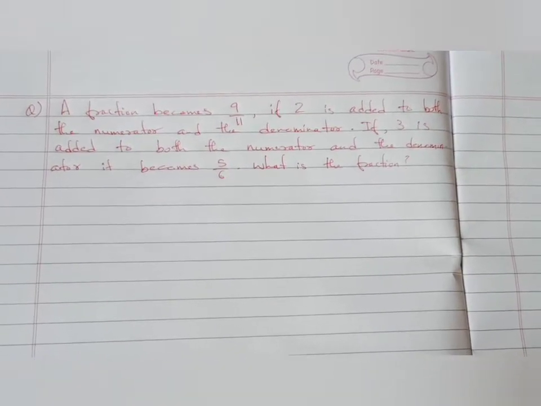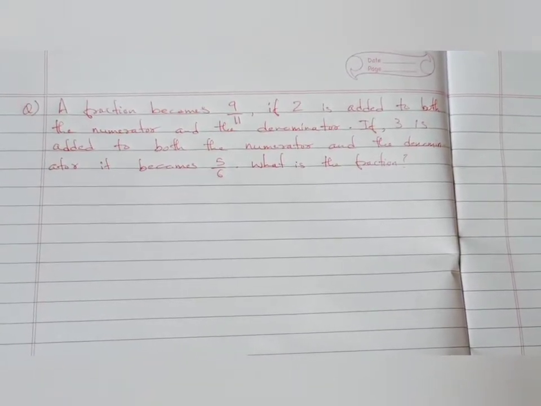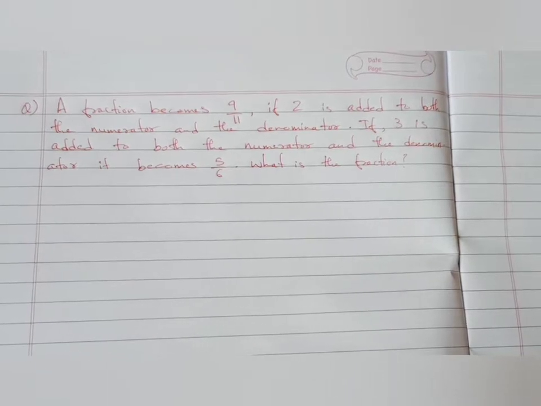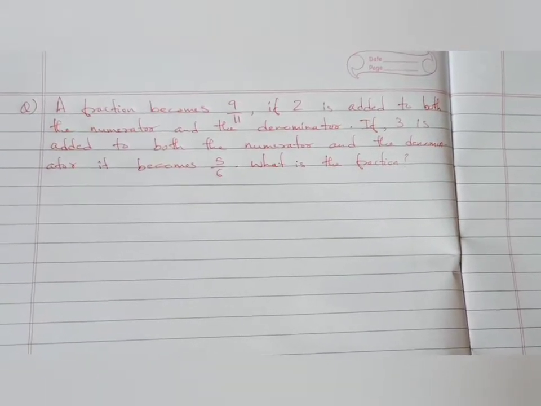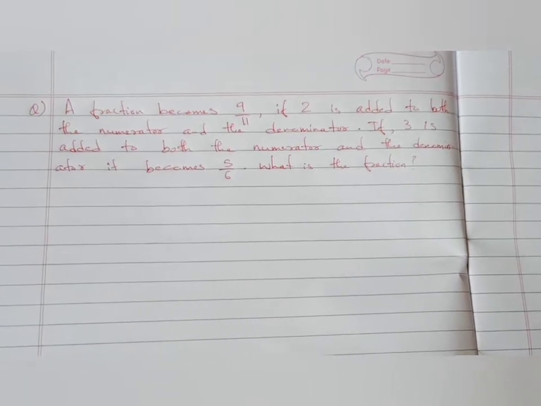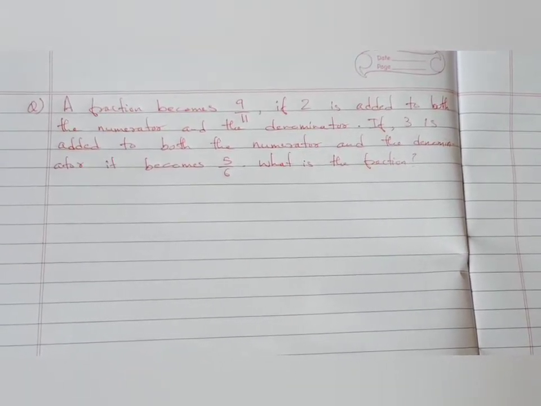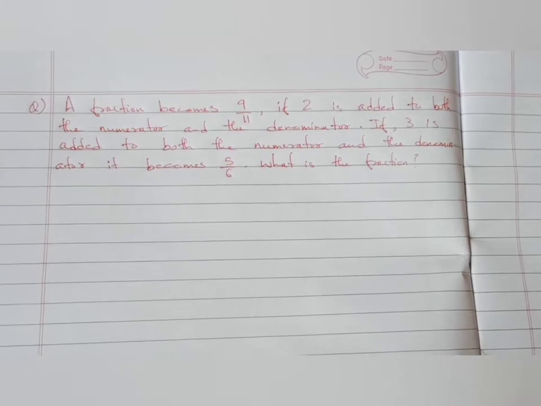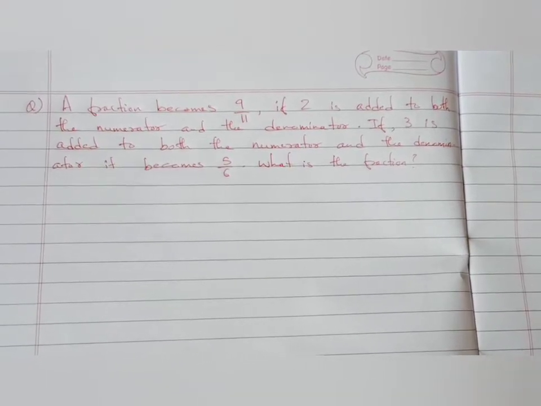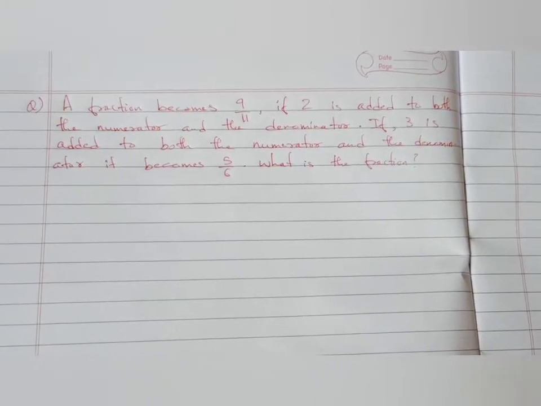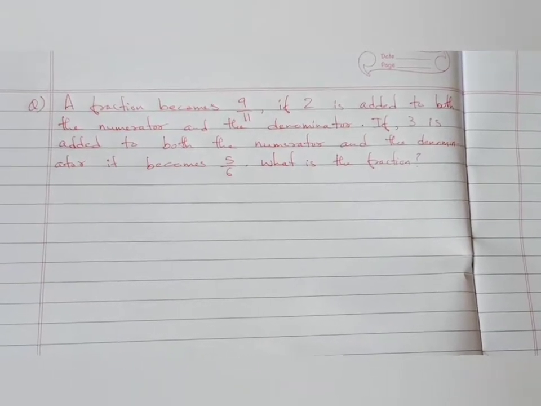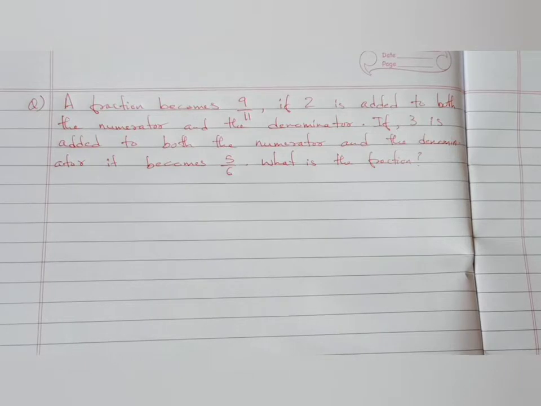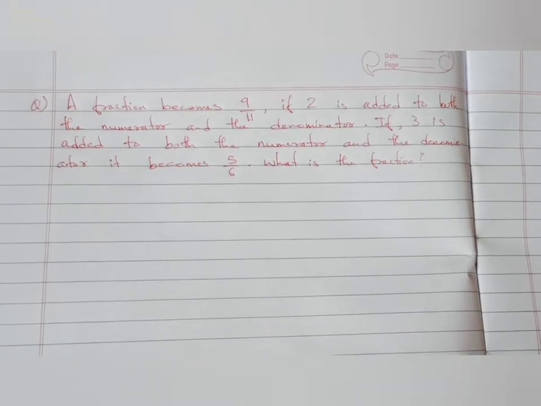In this video, we will solve some word problems related to pair of linear equations in two variables. The first question that we will solve in this video is, a fraction becomes 9 by 11 if 2 is added to both the numerator and the denominator. If 3 is added to both the numerator and the denominator, it becomes 5 by 6. We need to find the fraction.